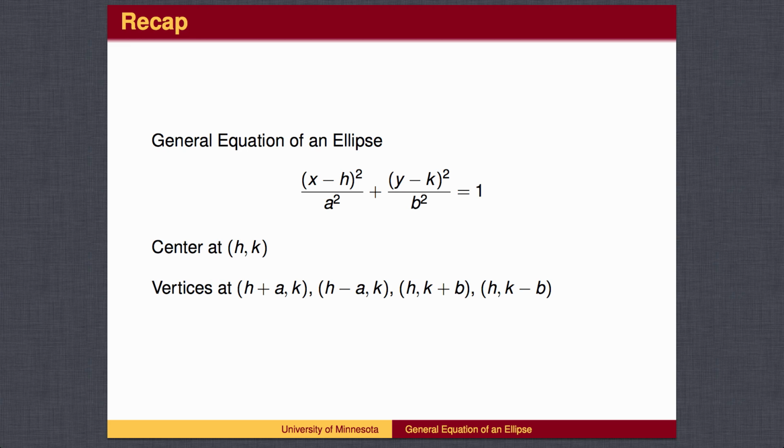To recap, when written in standard form, the center of an ellipse is at (h, k). The vertices in the x direction are a distance of a from the center, and the vertices in the y direction are a distance of b from the center.